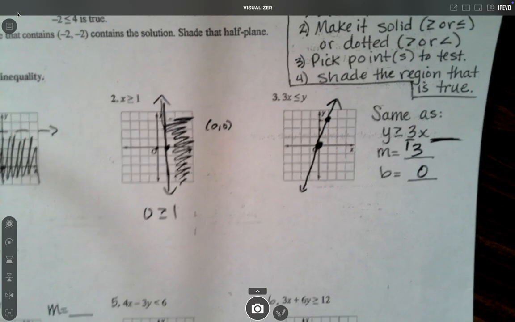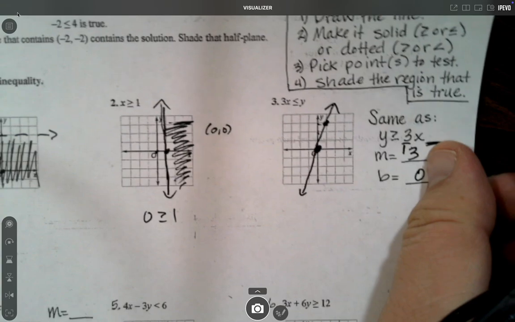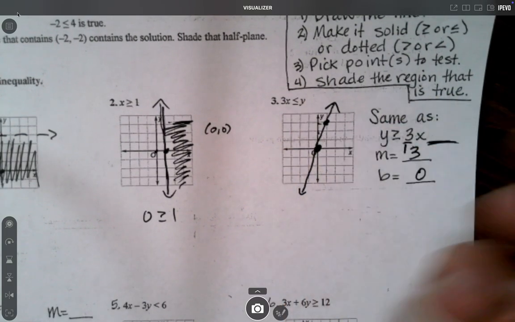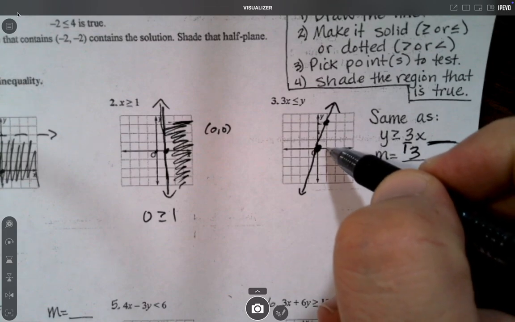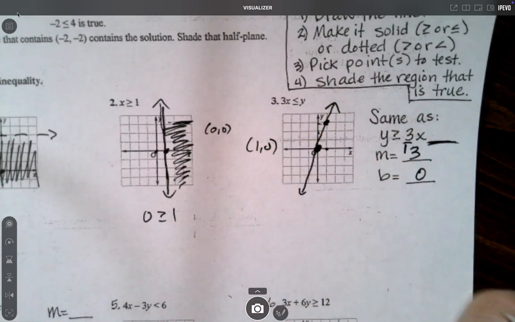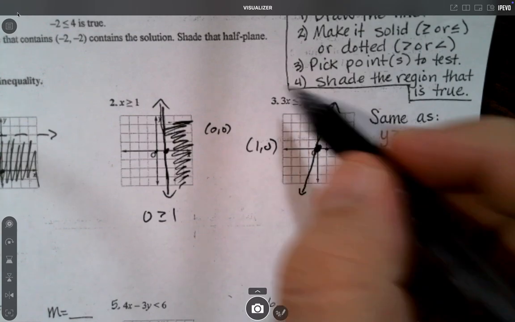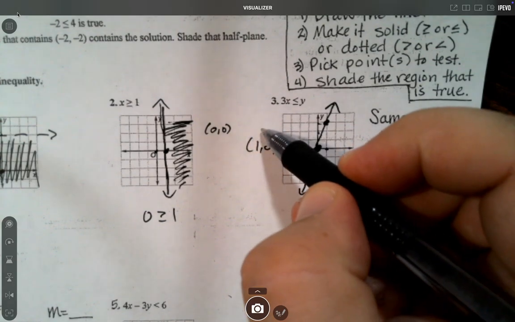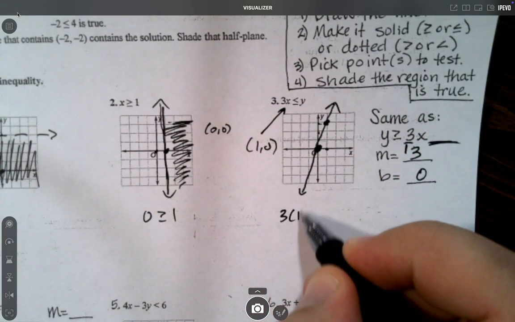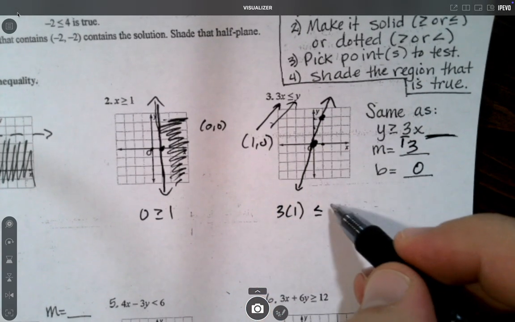And I did a solid line because it's got an or equals to in the problem. So this time I can't pick 0, 0 as my test point. That's okay. I'll just pick 1, 0, which is this point right here. And you can plug it in this version of the equation or this version. It will make no difference at all. I'll just plug it in this one since this is what we started with. So I plug in 1 for x, and I plug in 0 for y.